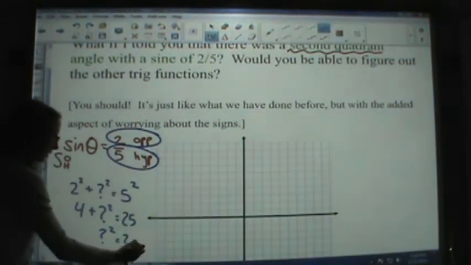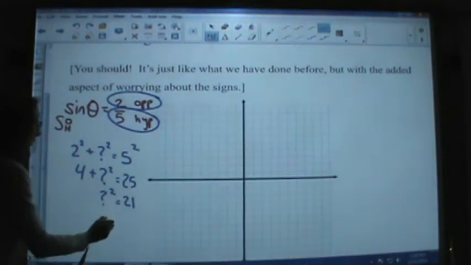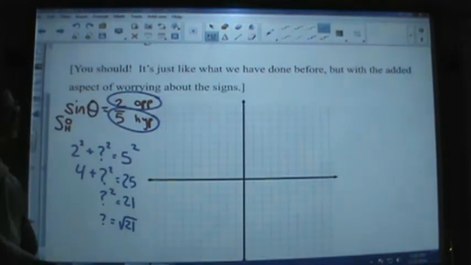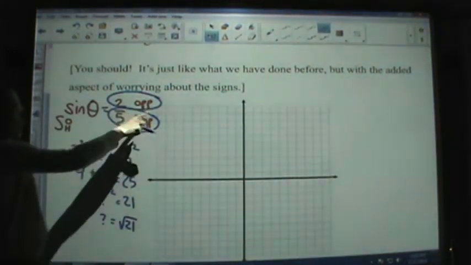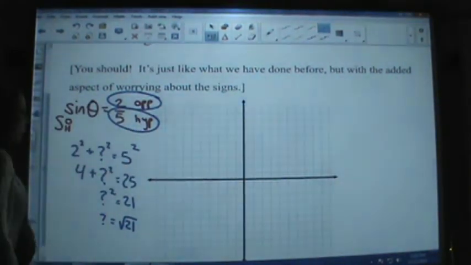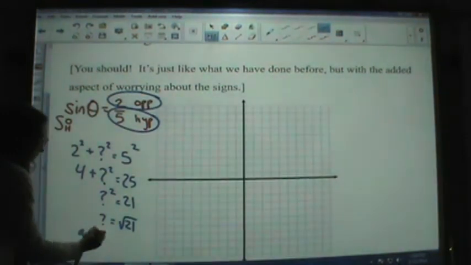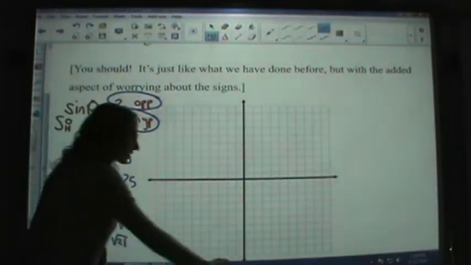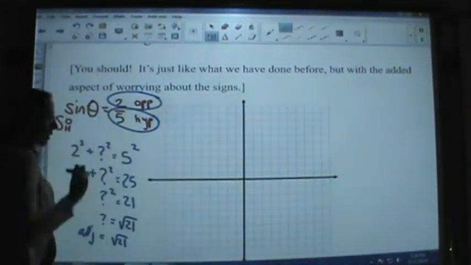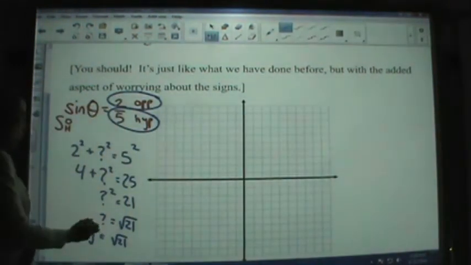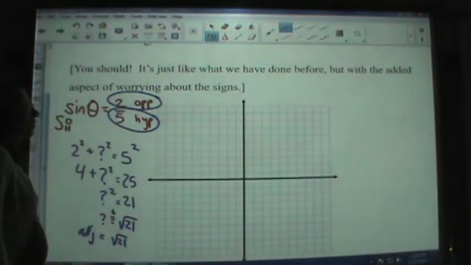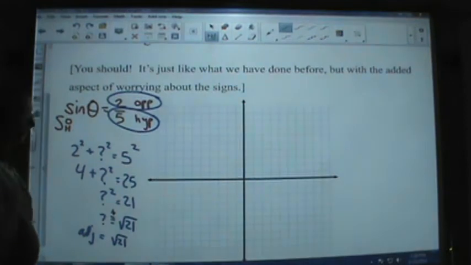The missing side is the square root then of 21. And that must be our adjacent side because we were told hypotenuse, we were told opposite. So we have square root of 21 for our adjacent side. The thing is, I have taught you before that when you apply a square root in a problem, you're supposed to do a plus or minus on your answer. And then we talked about how, well, if it's a triangle, it's a side length, so plus or minus doesn't make a lot of sense.